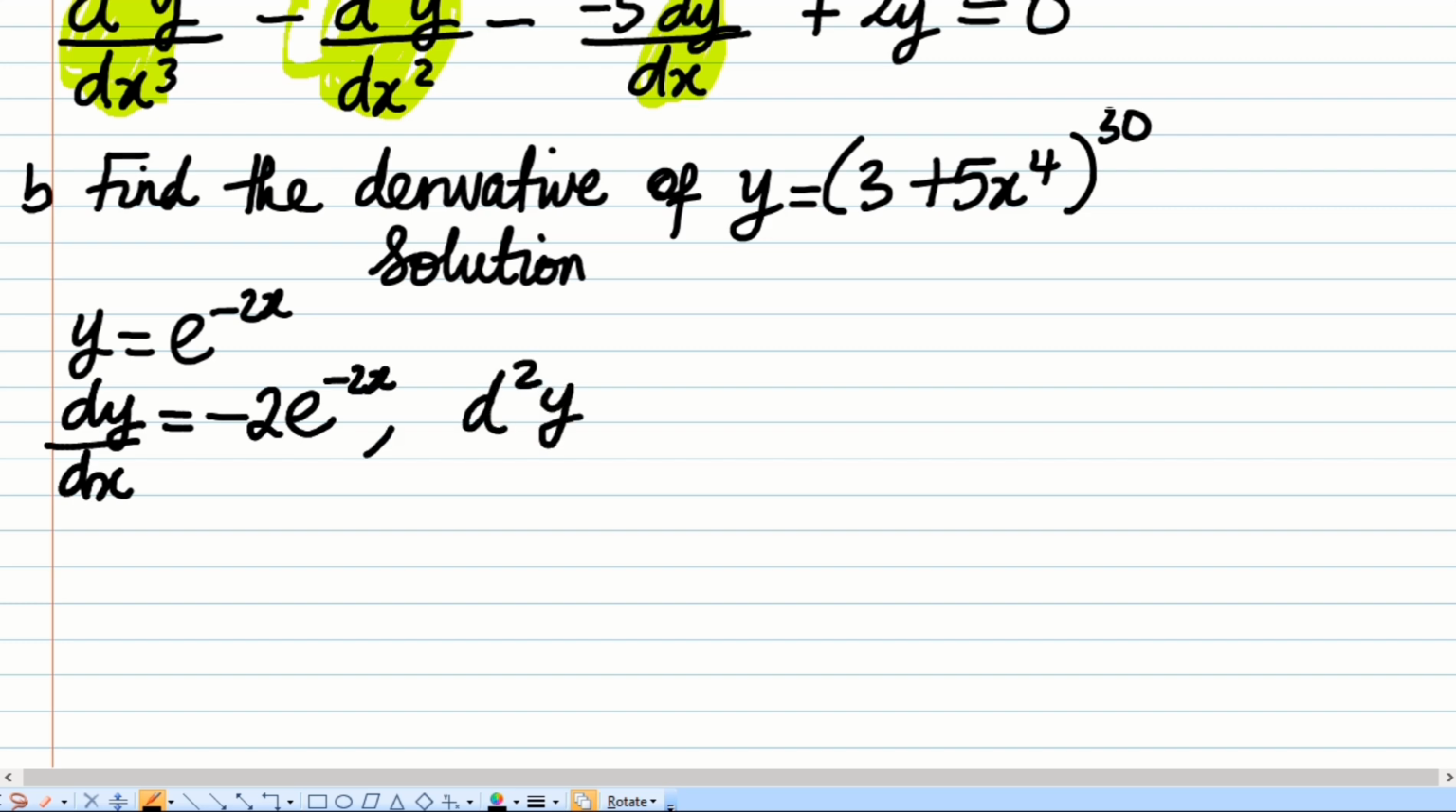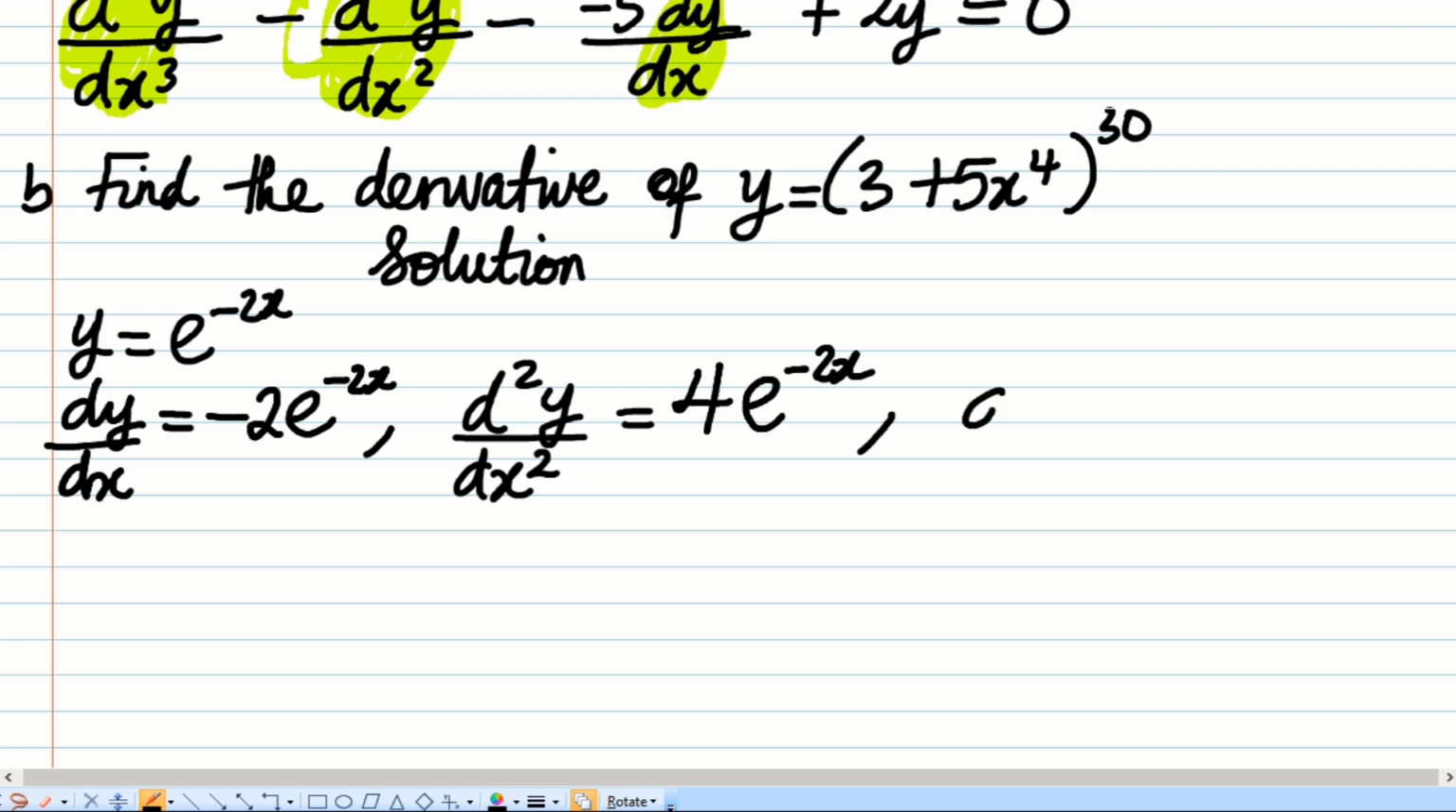Now, the second derivative simply means differentiate your first derivative again. So again, you see that we have minus 2x in the power. If you differentiate minus 2x, you get minus 2, multiplied by the whole thing. So minus 2 times minus 2 gives plus 4. Now you know how I'm getting the 4. So the second derivative is 4 exponential minus 2x.